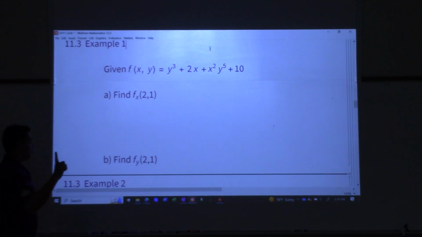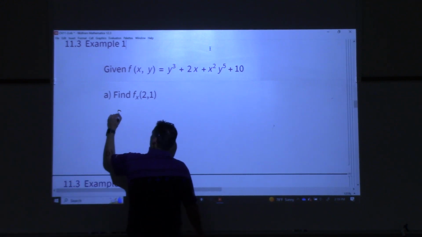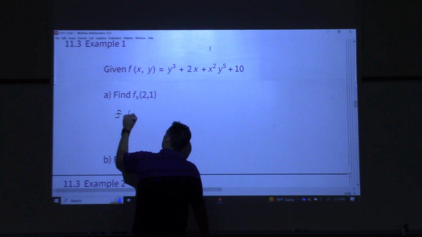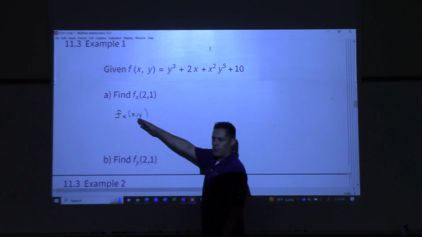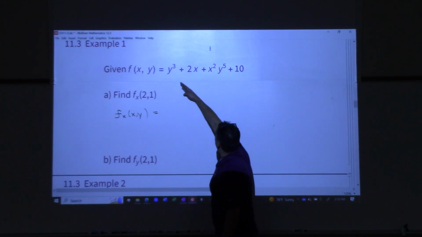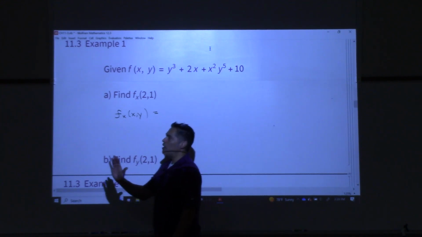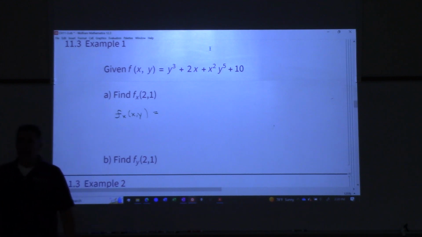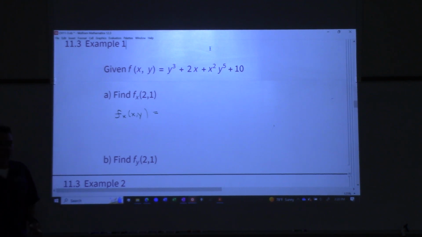So first things first, I need to figure out what this derivative is. First, I need to take the partial with respect to x. To do that, I'm going to look at this right here, and everywhere I see a y, I'm going to act like it's a fixed number. So I'm just going to act like it's the number 1. Whatever number you want it to be, just in your mind, think of it as a constant.